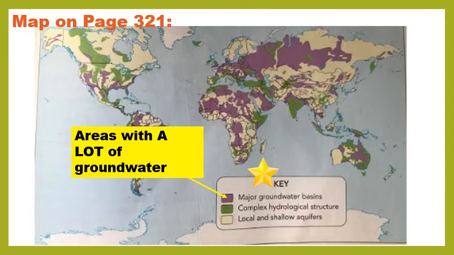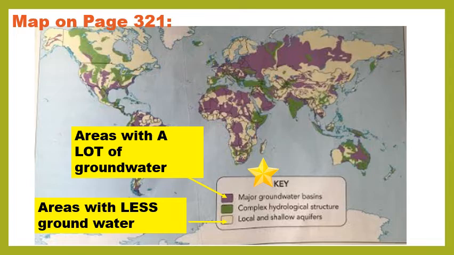Now let's compare this to the white square, so that's the last one, it says local and shallow aquifers. And if you remember from our text, an aquifer is shallow, so that means the water is not very deep and it's going to easily evaporate. So those areas are going to have less groundwater.